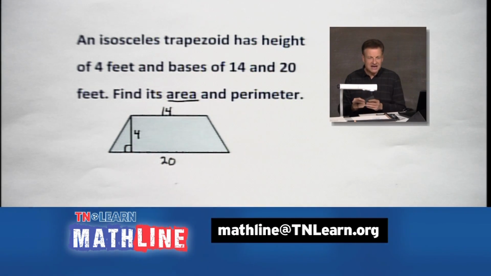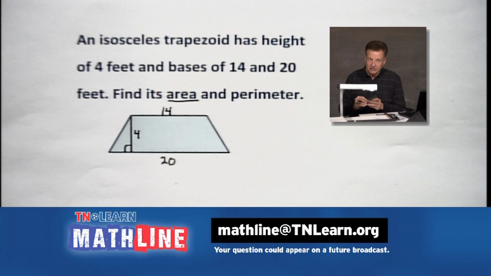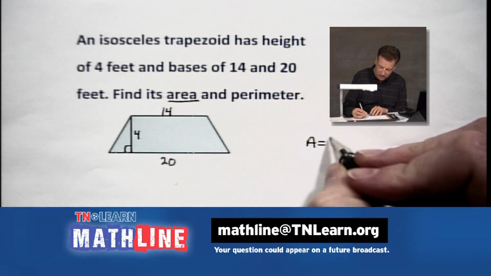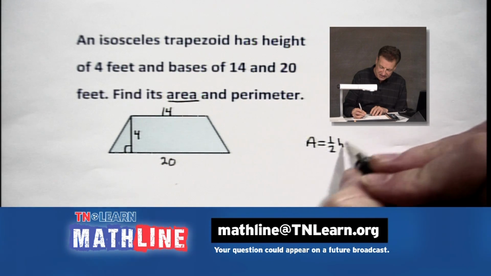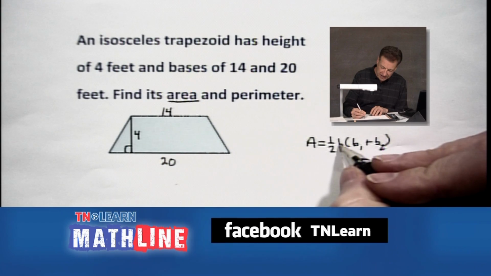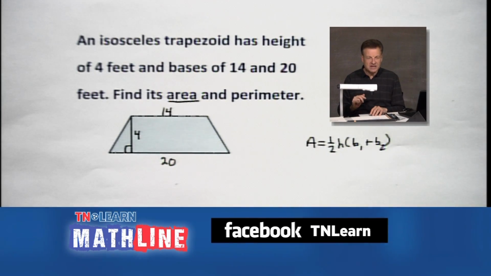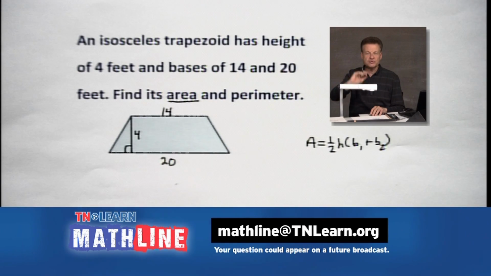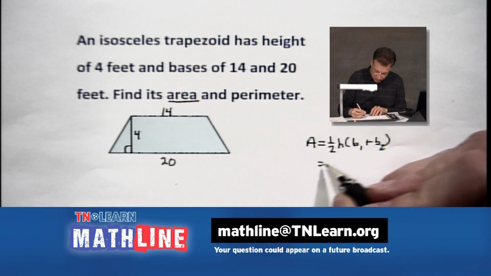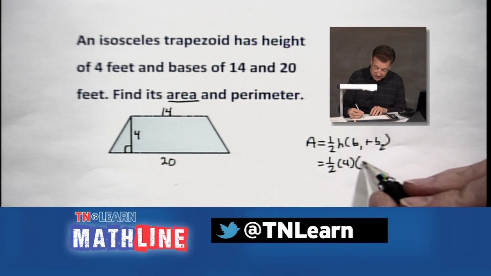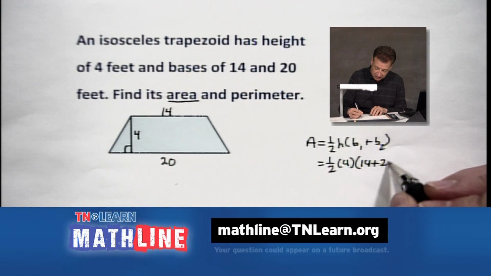So now it's easy to find area. You got it. So let's put it over here. Area equals, by the way, the formula is 1/2 height times the base 1 plus the base 2. We'll put the numbers in that we need to know. We've got a 4, we've got a 14, and we've got a 20. They all fit beautifully. So let's do it: 1/2 of 4 times 14 plus 20.